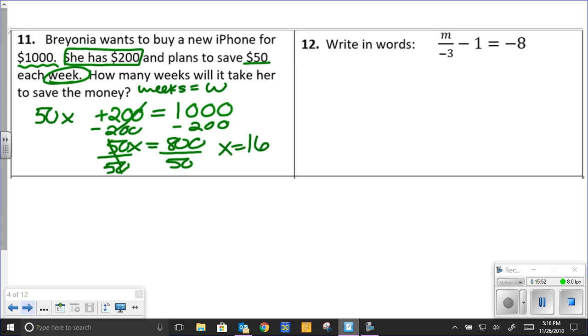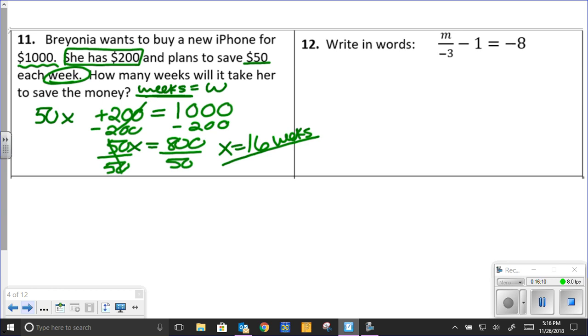Remember, though, you have some units here. It's weeks. Our W is referring to weeks. So it's 16 weeks. Sorry, that it does say weeks, okay? But that is my answer there. X is equal to 16 weeks. Or you could say it will take her 16 weeks to save the money, something like that.